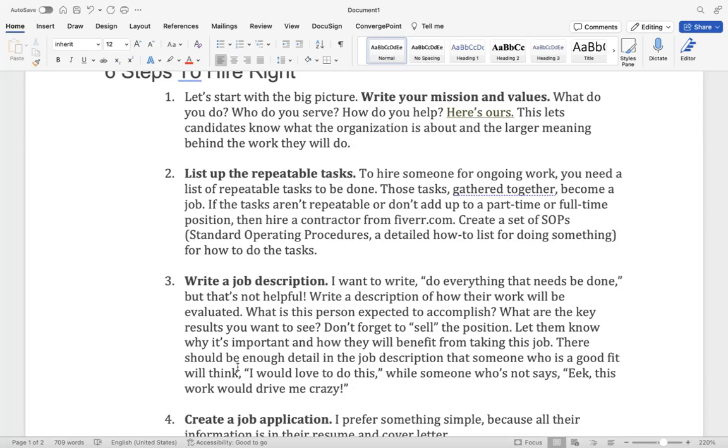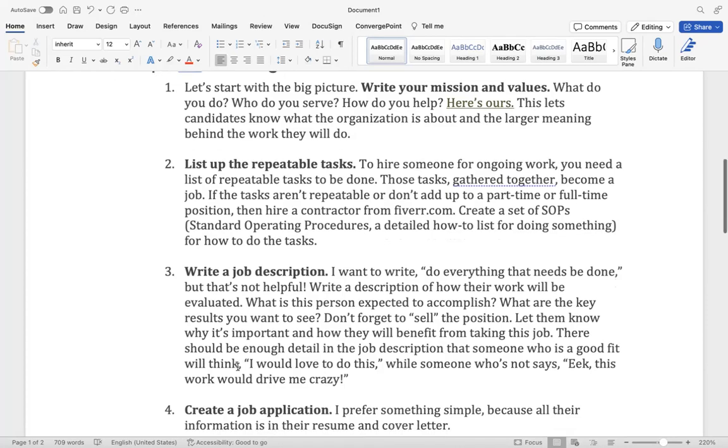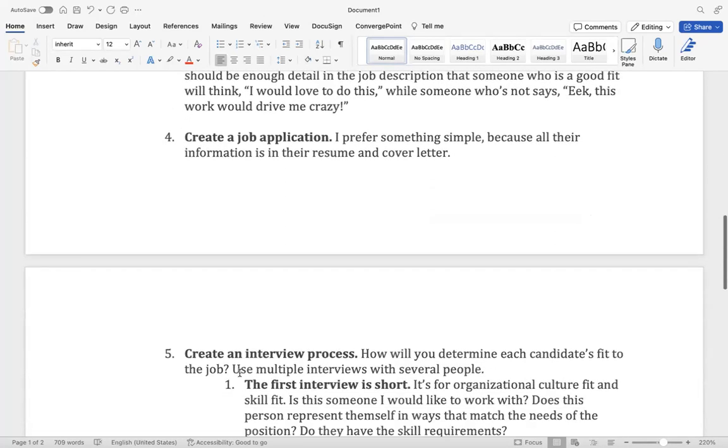He puts here in quotes, "do everything that needs to be done." That sounds like my job description. Create the application, which is natural.